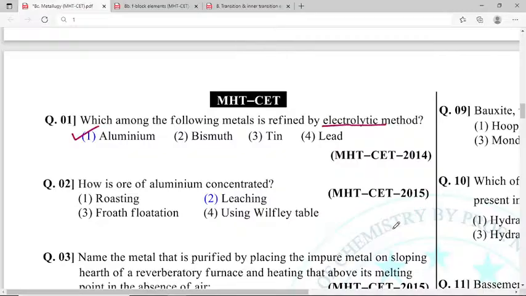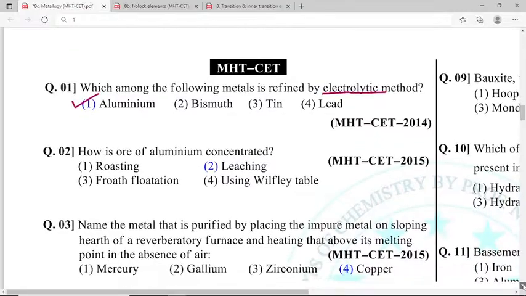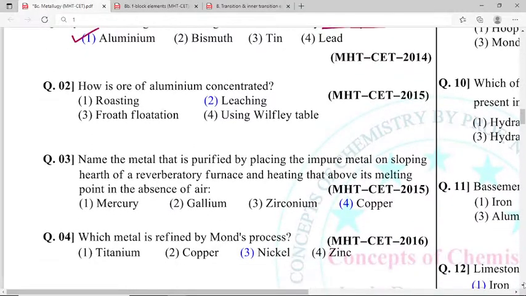How is ore of aluminium concentrated? Aluminium ore is concentrated by using the leaching process. Leaching is one of the processes by which aluminium can be concentrated. Name the metal that is purified by placing the impure metal on sloping hearth of reverberatory furnace and heating it above its melting point in the absence of air. Copper. So copper is a metal that is purified by placing the impure metal on sloping hearth of reverberatory furnace.